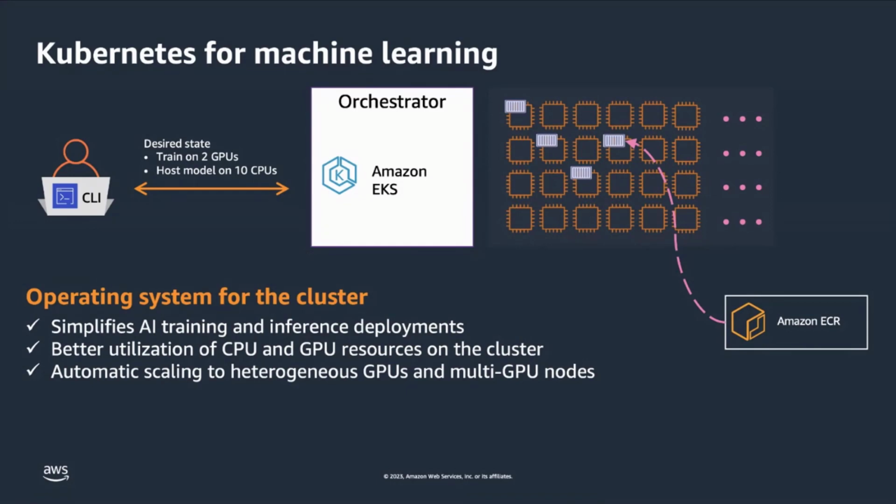This speaks to some of the benefits of running Kubernetes for machine learning: simplified AI training and inference deployments, better utilization of CPU and GPU resources, and automatic scaling of heterogeneous GPUs and multi-GPU nodes. This can be pretty powerful when combining Kubernetes and machine learning.